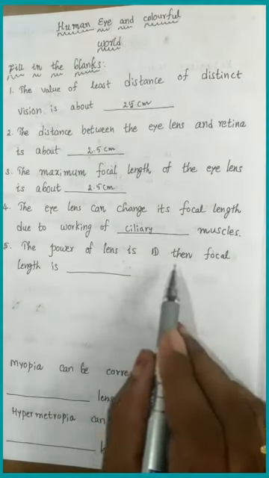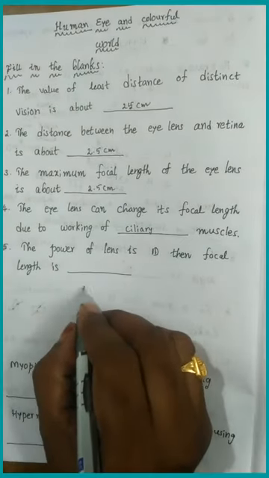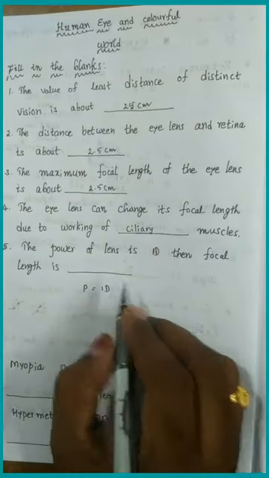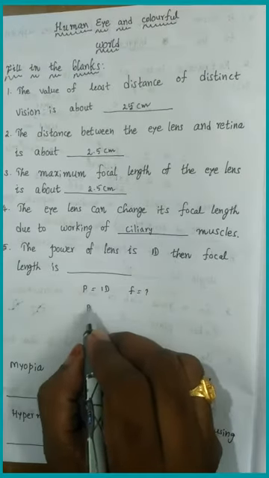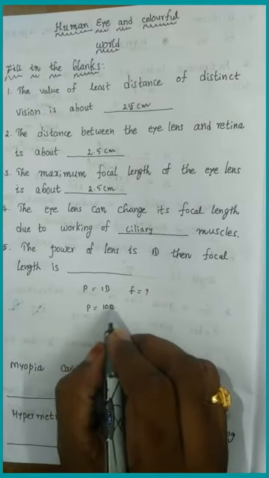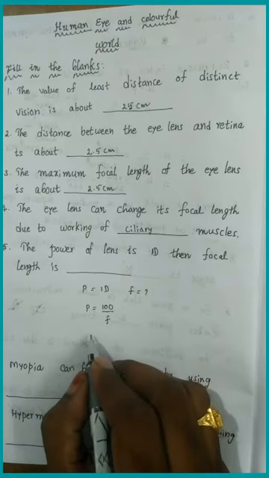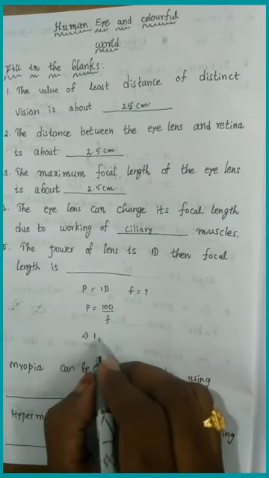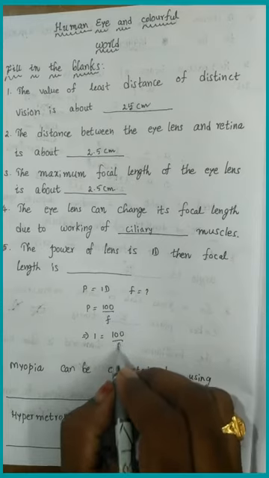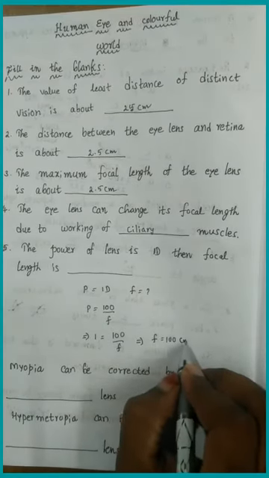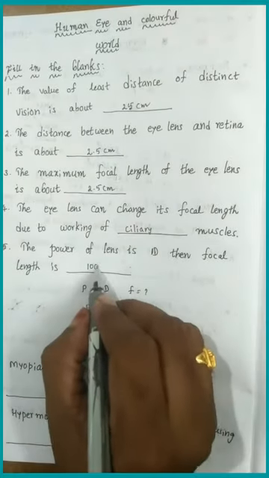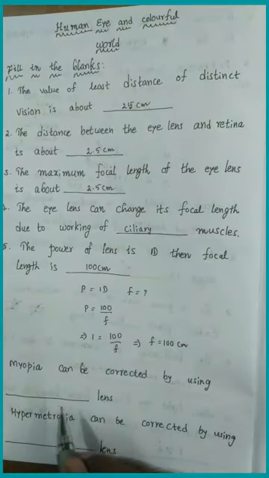The power of lens is 1D. That means P equals 1D is given for us. Then what is the focal length F? What is the formula we have? That is P equals 100 by F. That implies 1 equals 100 by F. That implies finally the focal length F equals 100 centimeters. That means the answer is 100 centimeters.